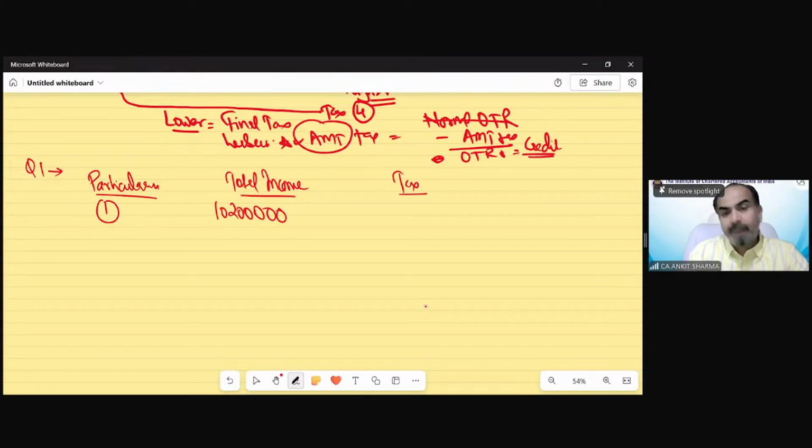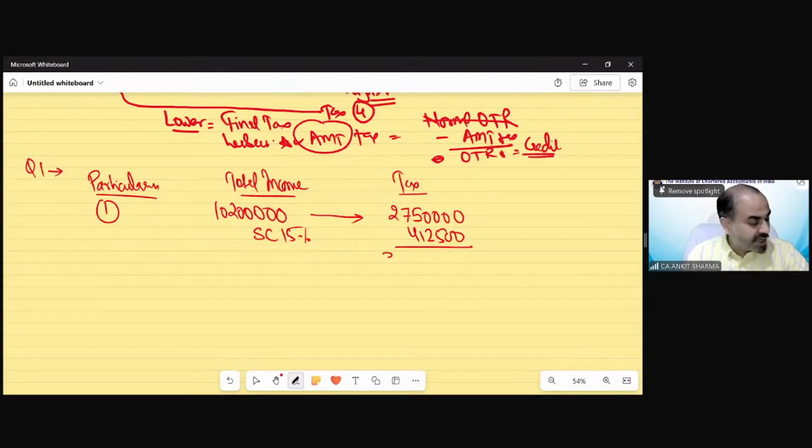Up to 3 lakh, there is no tax. Then from 4 lakh to 7 lakh, and so on. If you calculate, the tax liability would be 275,000. And what should be the surcharge rate? Because the income is slightly exceeding 1 crore, the surcharge of 15% needs to be applied on this. That would be 412,500. So my total tax, including surcharge, would be 3,162,500. Clear? Cess would be applied at the end.